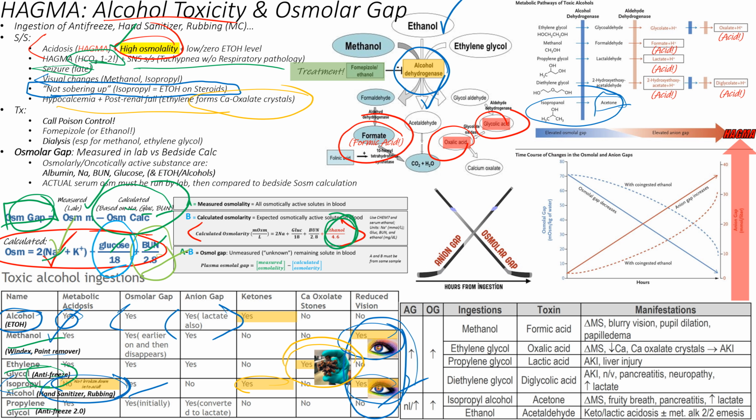The way to fix it is to give, yes, fomepizole, but to call poison control first. You say, I think this person ingested something weird, and they're going to walk you through it. Are there any visual changes? Are there any stone changes? What are the labs? Do they have a HAGMA, right? Do they have an osmolar gap, for instance? Right, so poison control is going to be a key player in this.